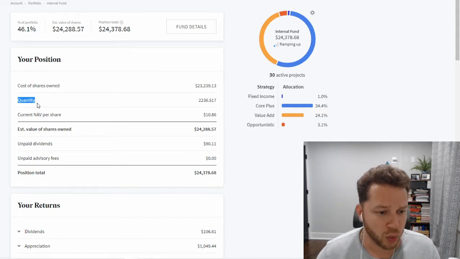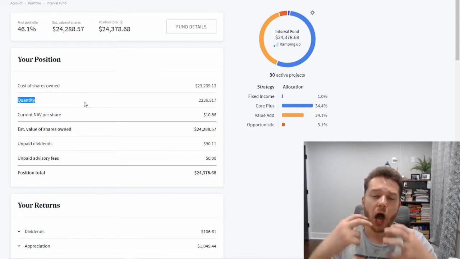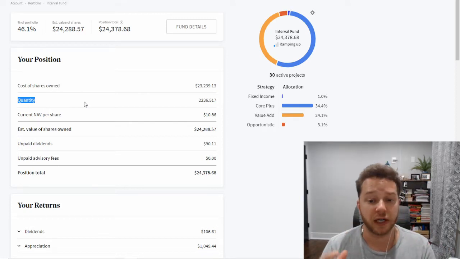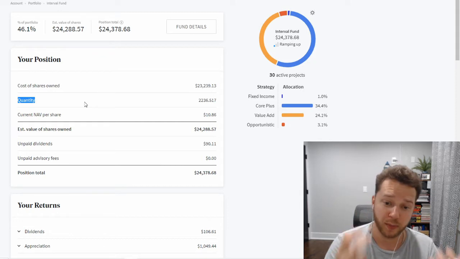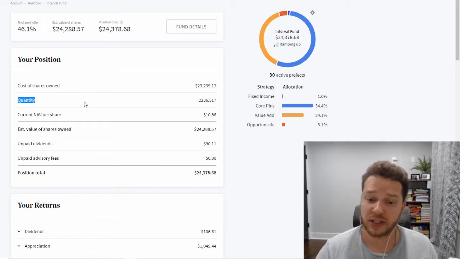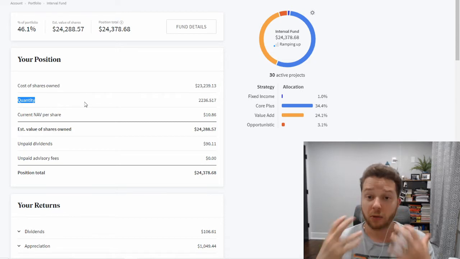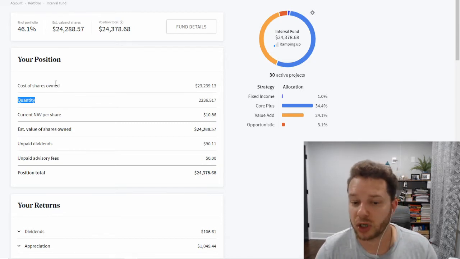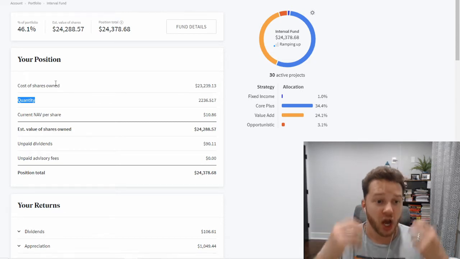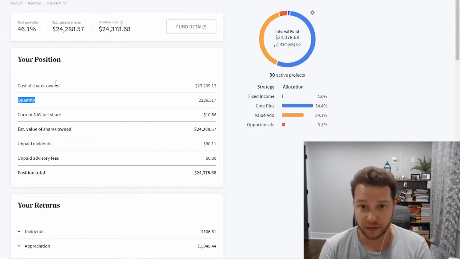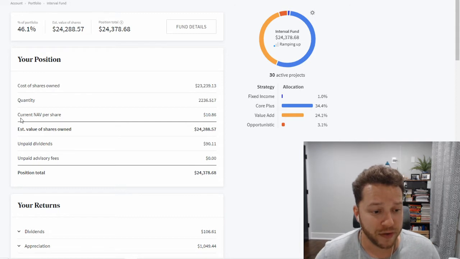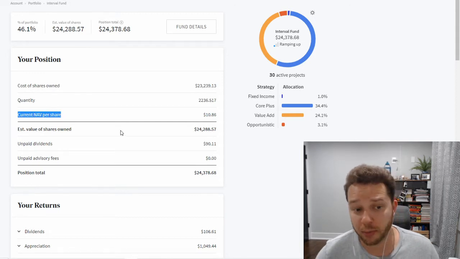Now, this is quantity. So what is that? That is how many shares of this fund I own, right? So how many shares was I able to buy with that $23,239? And I was able to obtain 2,236 shares of this specific fund, which is called the interval fund. Right? And over here, this is actually a really, really important thing here.